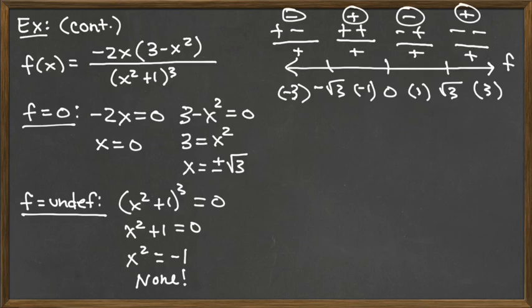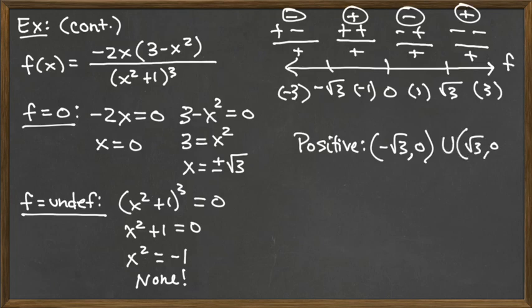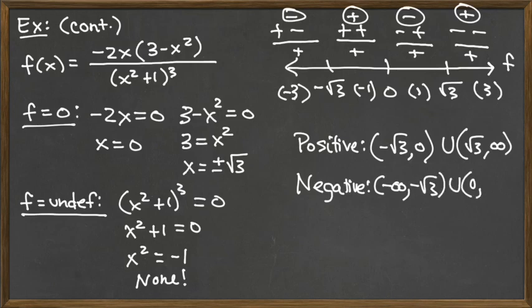So we've assessed our signs, and we just need to write our conclusion here. We've got positive between negative root 3 and 0. And we've got positive again from root 3 to infinity. Negative, starting all the way at the left, we've got negative infinity to negative root 3. And then we've got the interval 0 to root 3 in the middle for negative.